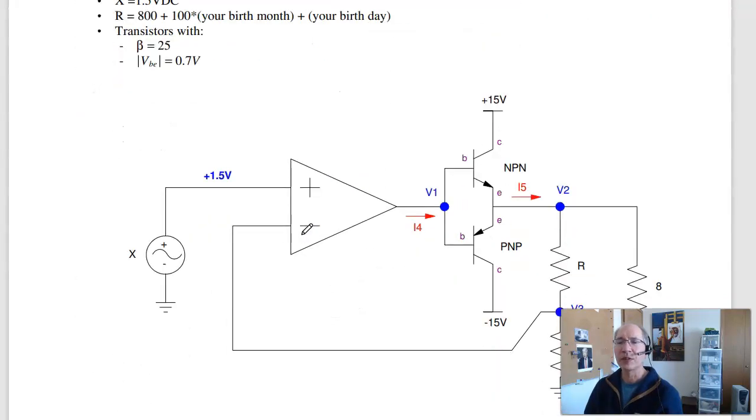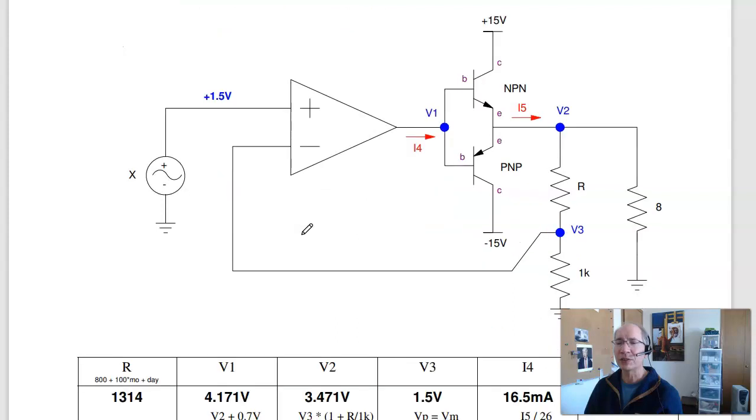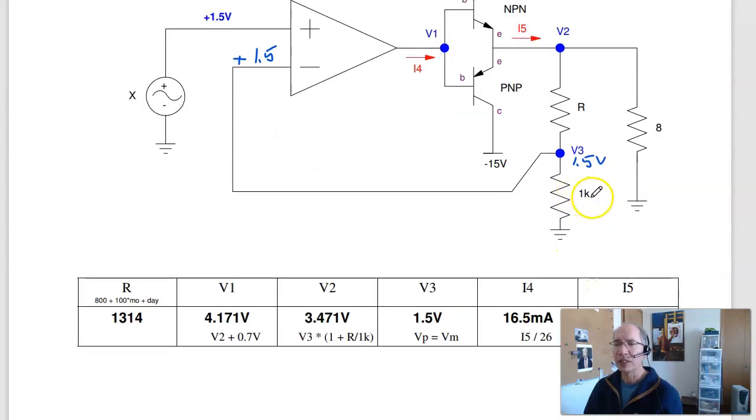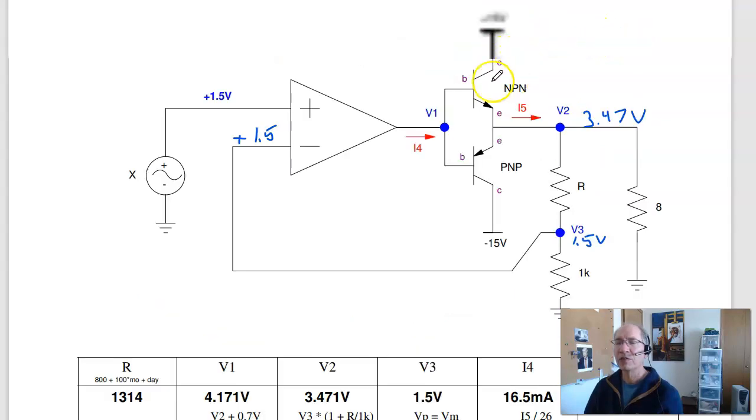Problem 5. Find the voltages for this circuit. So I know that V plus equals V minus, so this is 1.5 volts. So V3 is 1.5 volts. This is a voltage divider. The output is 1K over 1K plus R times V2, or going backwards, V2 is 1 plus R over 1K. So for me, that'll be, if this is 1.5 volts, this is 3.47 volts. V1 is V2 plus 0.7, 4.1 volts.